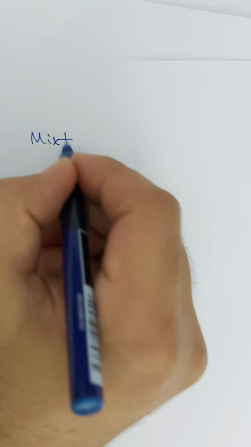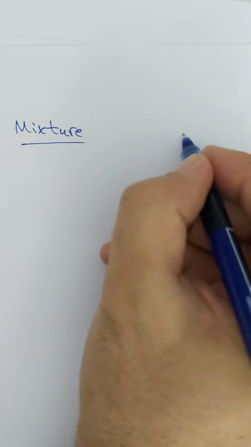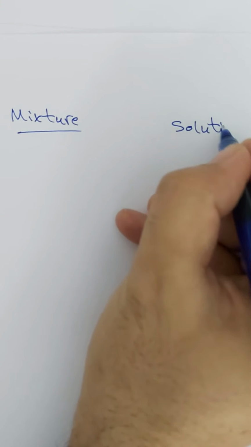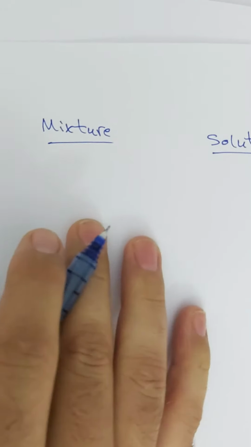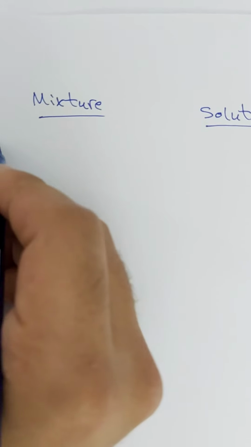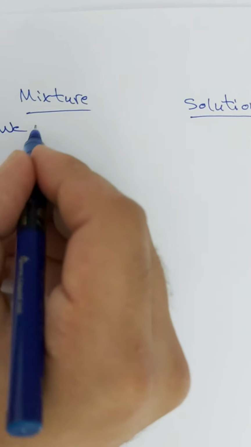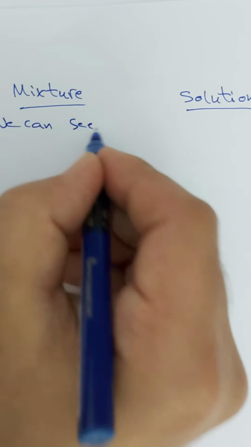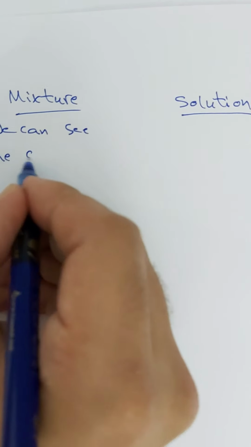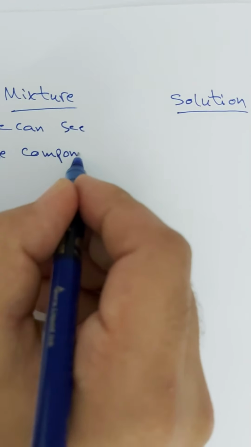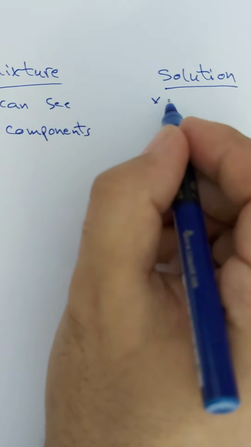So again, we have mixtures and we have solutions. Here they combined together, but we can see the components, and here we cannot see.